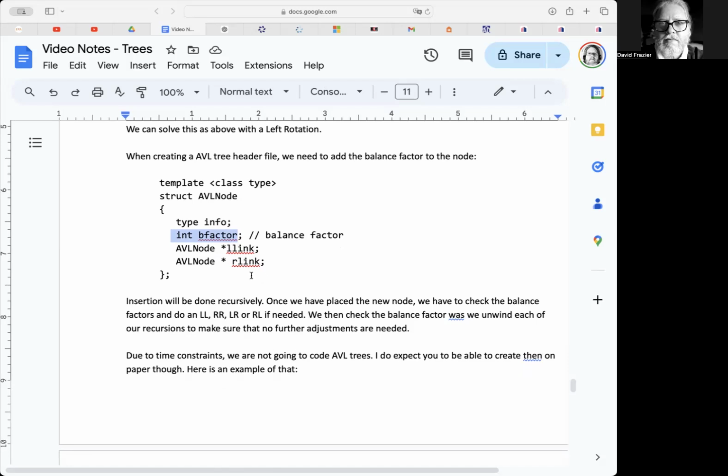Again, we're not going to do the code for these. I'm most likely going to move some code over on the server so you guys can play with this as part of the homework, but you won't have to create it yourself.